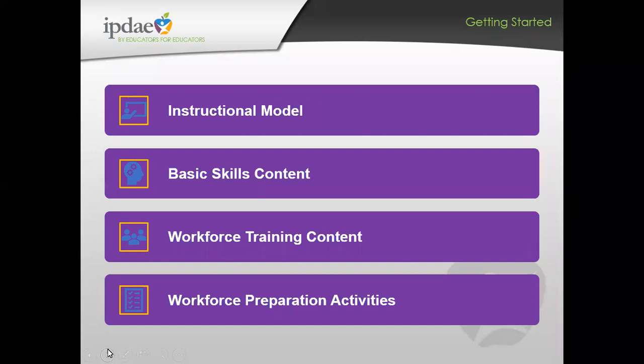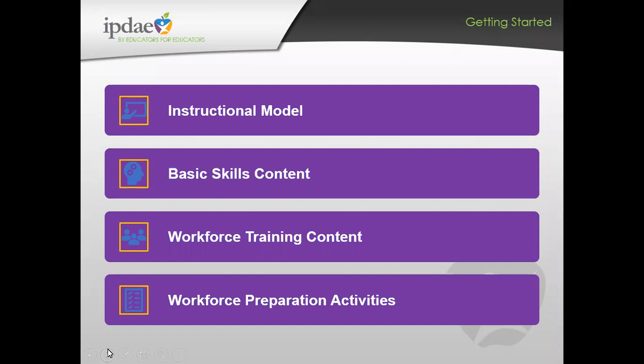You also should know your workforce training content. Are we going to focus on phlebotomy? Are we focusing on entrepreneurship? You need to know which content you're looking at, and you need to know the workforce preparation activities. You should also know your program length. A lot of IET programs have a certain cohort group that they use, where the program could be 12 weeks, 15 weeks, 20 weeks, and so on.